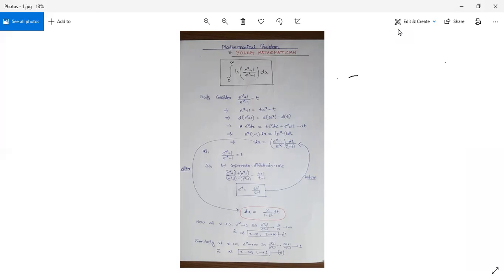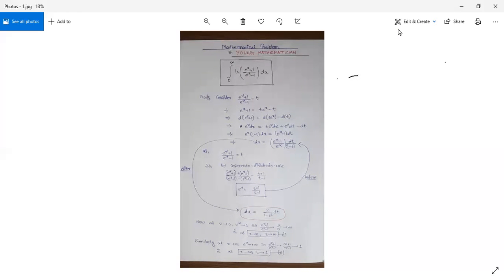So e^x + 1 divided by e^x - 1 will be approaching 1 divided by 0. Sorry, it will be approaching 2 divided by 0, which is infinity. So we can directly tell that when x approaches 0, t will be approaching positive infinity, because in the numerator we have a positive number.